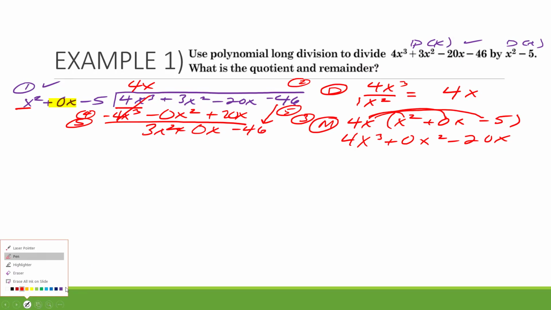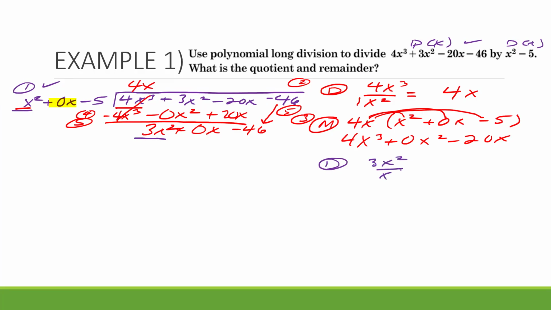You're going to repeat as long as the degree of your remainder is equal to or greater than the degree of your divisor. All right, so we're going to repeat the steps again. So we have 3x squared divided by x squared. If I can't do it in my head, what should I do? Write it out. So 3 divided by 1 is 3. X squared divided by x squared is going to do what? Those are going to cancel out, they become 1. So the next piece of my quotient is going to be plus 3.